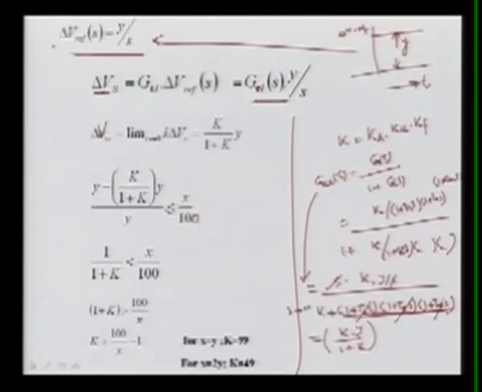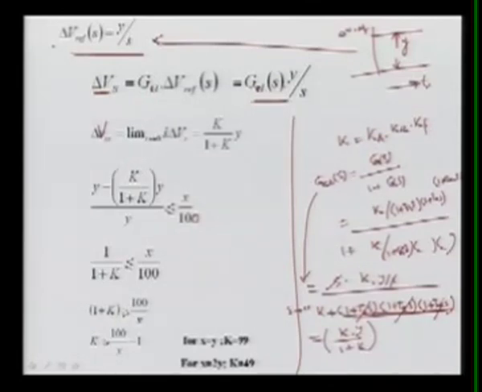What happens? This y will be cancelled out here. So we are getting 1/k plus this, and finally we can simplify to get 1/(1 + k) ≤ x/100. So we can reverse this, sending this side here and this side here, and we will get 1 + k must be greater than or equal to 100/x, or I can say k must be greater than or equal to 100/x − 1.